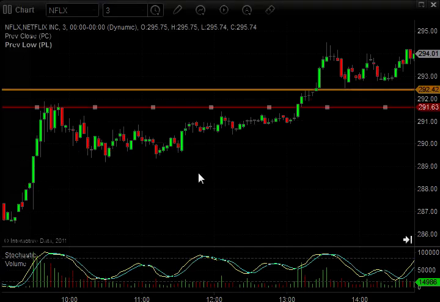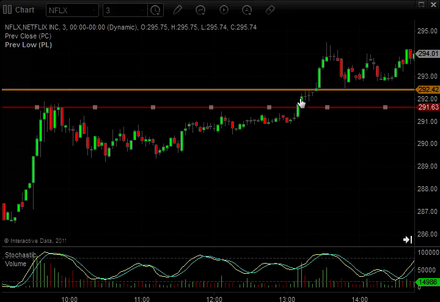Okay, this is the same Netflix chart, a 3-minute chart. This red line identifies yesterday's low, which a lot of times is a support level. Once it's broken, the role was reversed and it provided a resistance level. You can see here how it bounced off, not just once, but came up and tested this area and began to consolidate right underneath it.